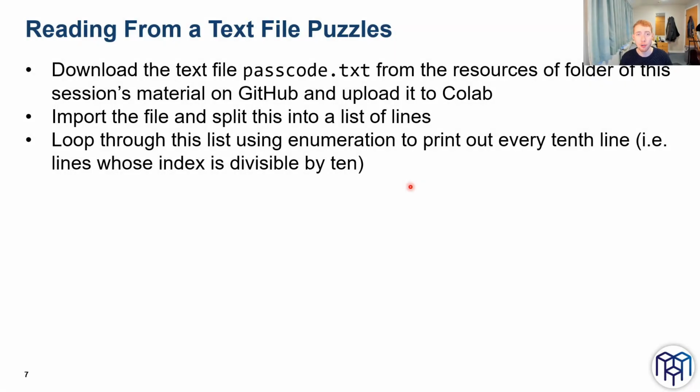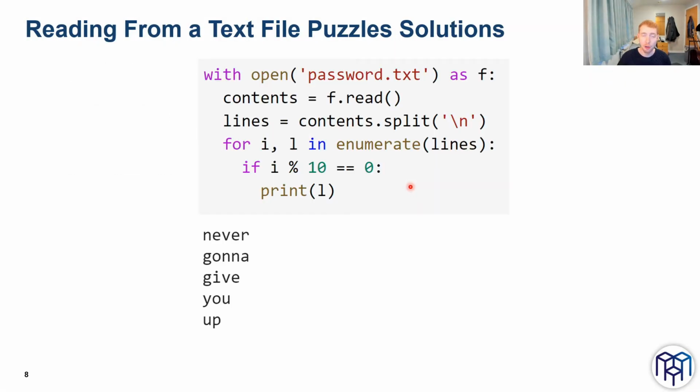Okay, let's take a look at the solution to this puzzle. A lot of the code is very similar to what we had before, but with the added addition of a loop at the end. So we open a connection to the file password.txt, assuming that we've loaded it up into Colab already. And we open that with the alias of f, so we can refer to that connection as f. We then read in the contents of that file using the .read method on this connection, and then save that into contents. We then split out all of the lines by using .split on the new line character, so split every time we see a new line.